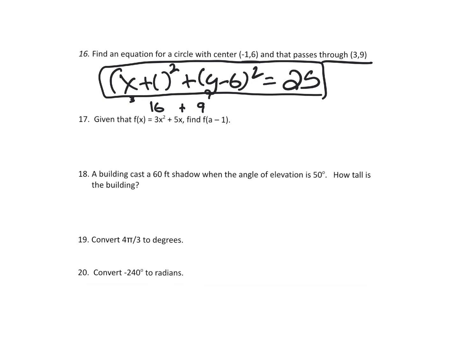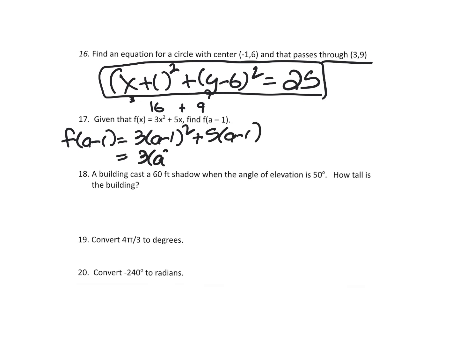17. f of a minus 1. To find f of a minus 1, I'm going to plug in a minus 1 where the x's are, there and there. Okay, so you got to square here first. If you square, you go square, multiply together, double. So don't forget that part, square.